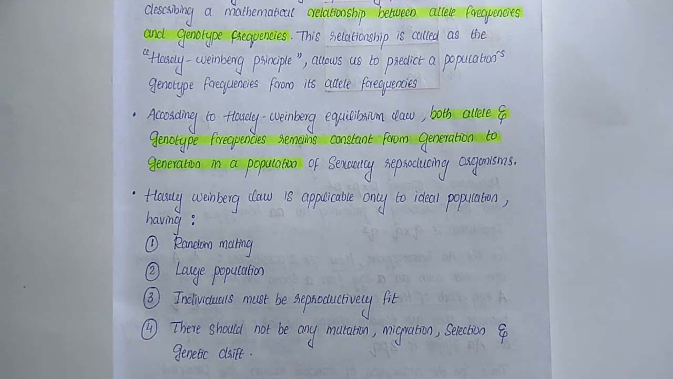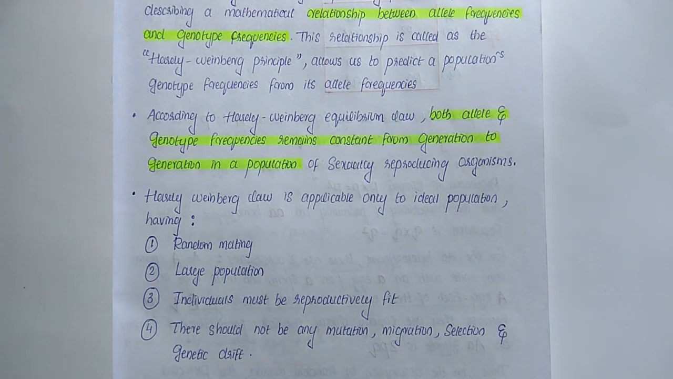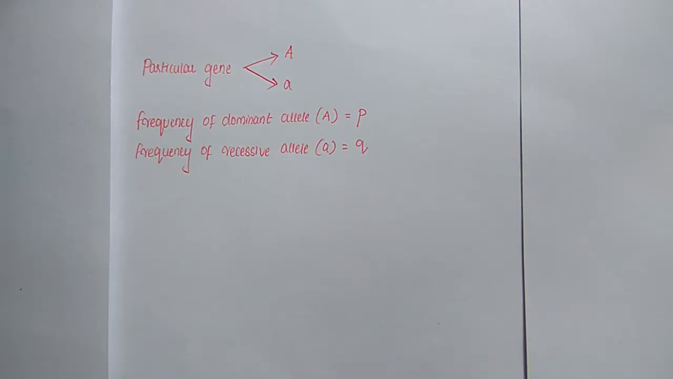This law is applicable to a population which is not influenced by any evolutionary process like migration, mutation, selection and genetic drift. Thus, the Hardy-Weinberg law is applicable only to an ideal population which has random mating and a large population size, where individuals are reproductively fit, and there are no evolutionary forces like mutation, migration, selection and genetic drift. Let us consider a population.